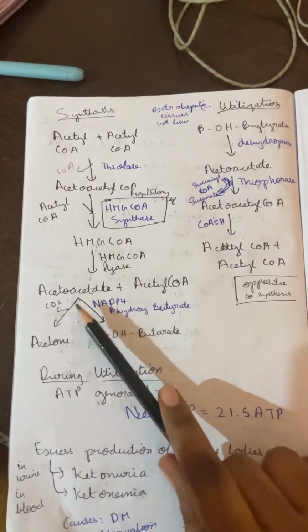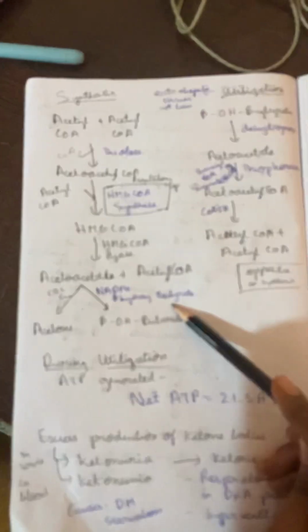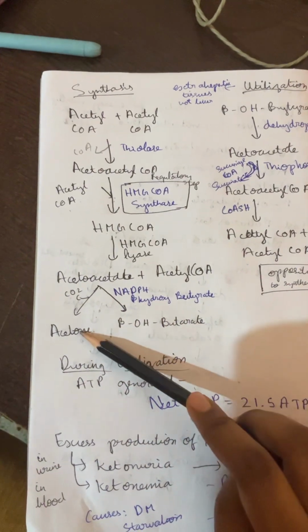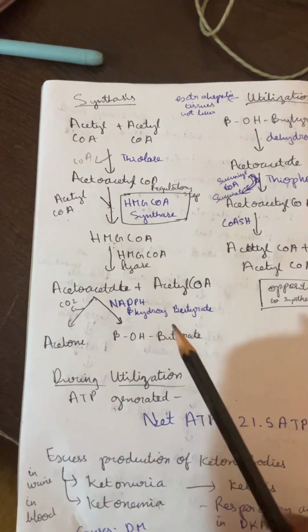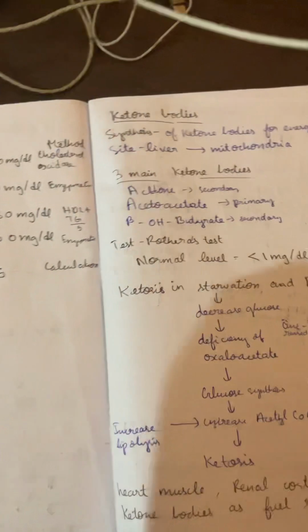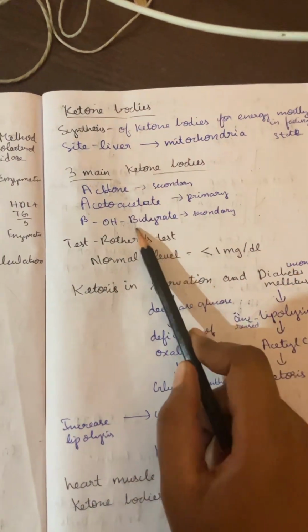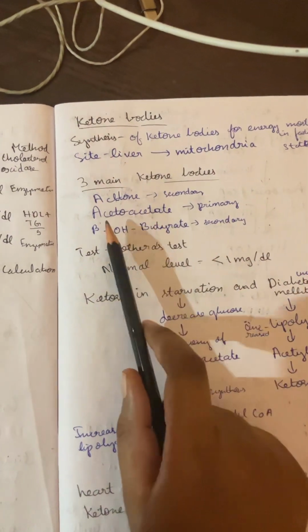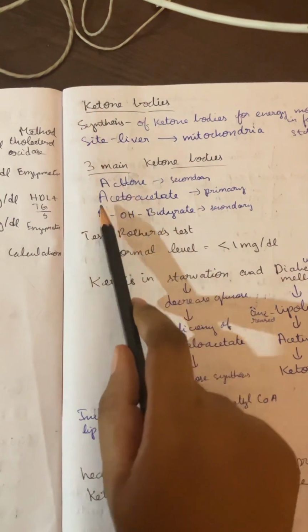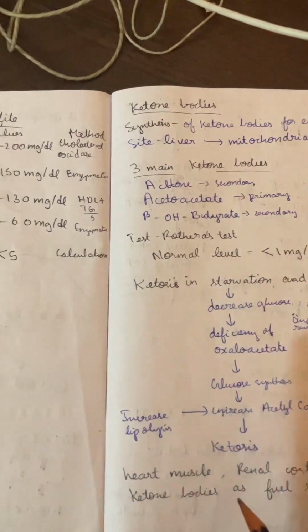Now acetoacetate is going to break down, in the presence of NADH, into beta hydroxybutyrate, and into acetone by decarboxylation. This one they are seen here. Three ketone bodies are there: acetone, acetoacetate, and beta hydroxybutyrate. That only. So acetoacetate breaks down into acetone and beta hydroxybutyrate. So that is the primary one. They are secondary.